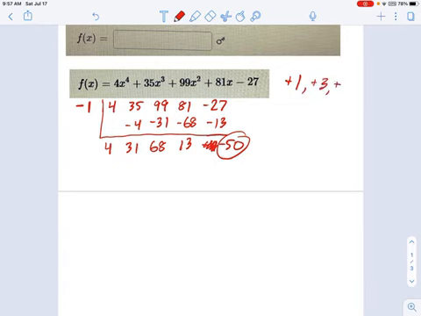We ruled out all the positive whole numbers because they just get way too big. Okay, those are all gone. And we've ruled out negative 1. So let's check negative 2 next.